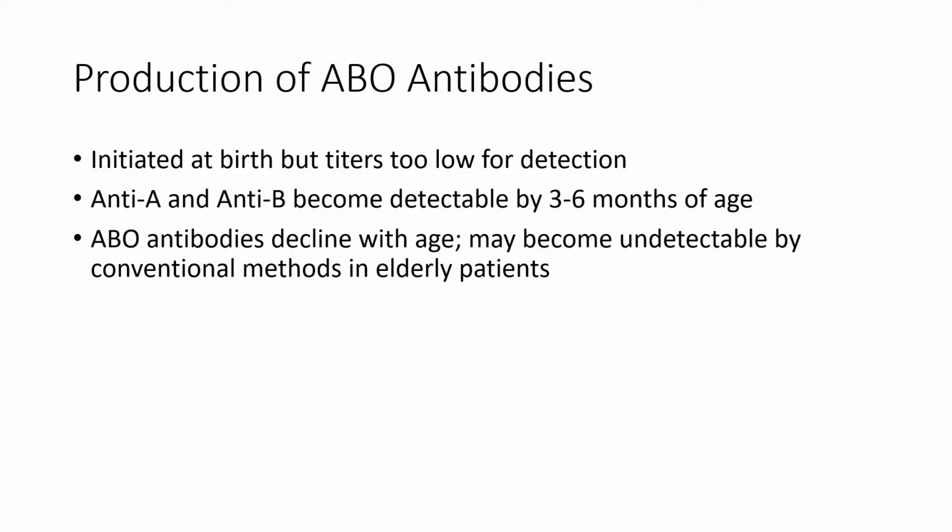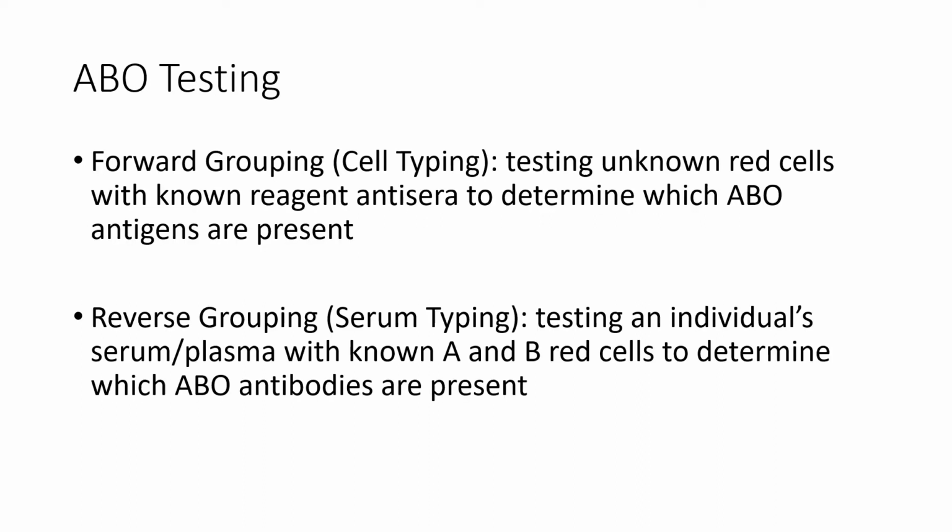Although the antibodies are naturally occurring, they are not detected at birth. Therefore, we do not test newborn back types for these antibodies. The anti-A and anti-B become detectable by 3 to 6 months of age. The ABO antibodies decline with age and may become undetectable by conventional methods in elderly patients.